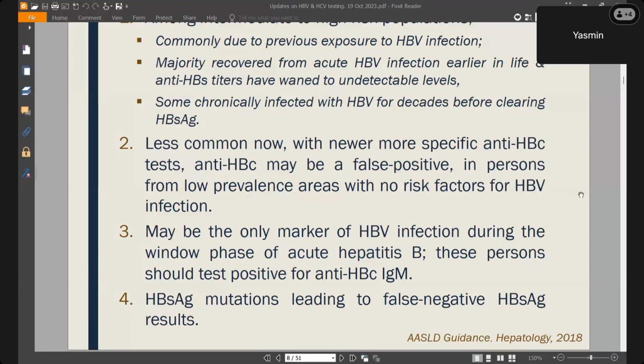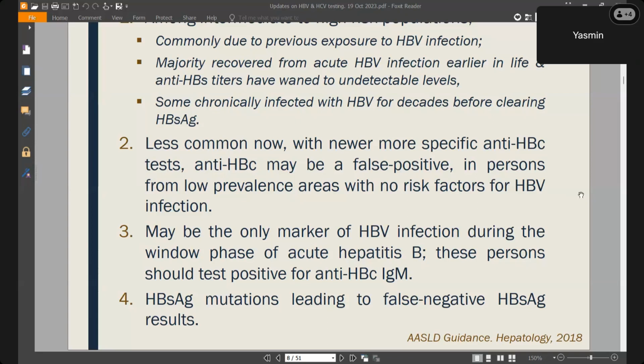In fact, we don't see it in low prevalence areas as long as they have got no risk for Hep B infection. The other thing you need to remember is that it may be the only marker of Hep B during that window period of acute hepatitis B. So in other words, with these people, of course, you have to look for the IgM, the core IgM. Must never forget.